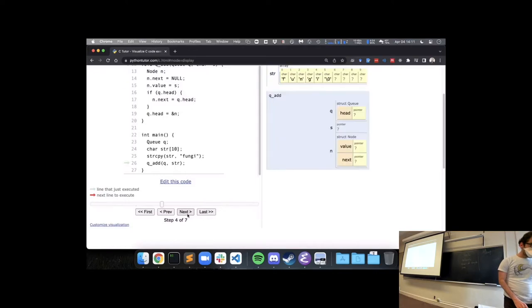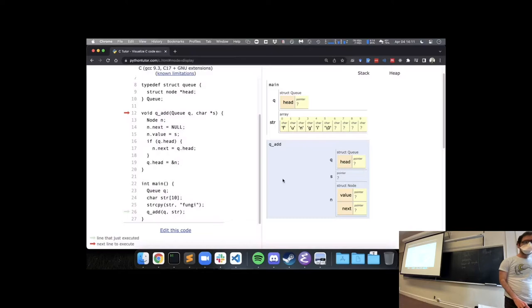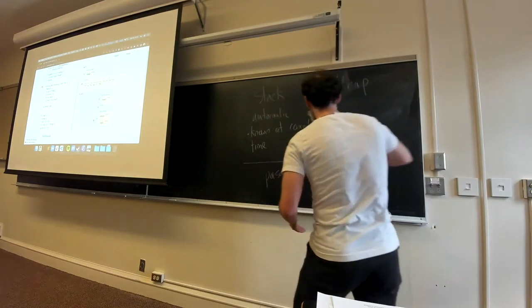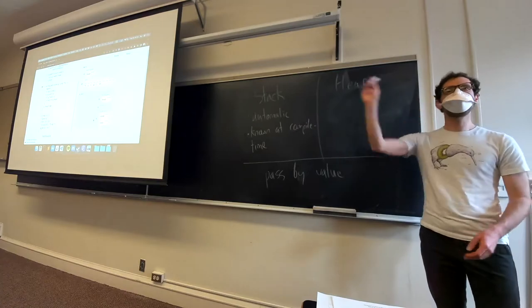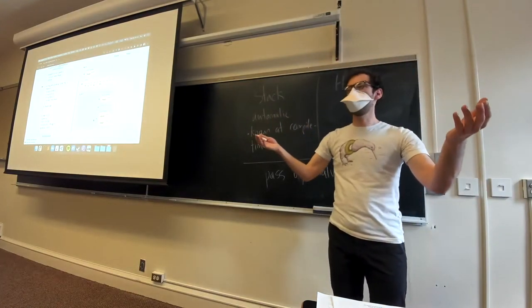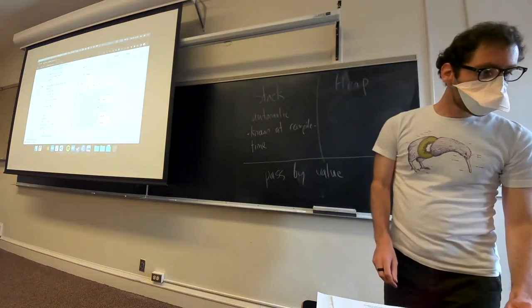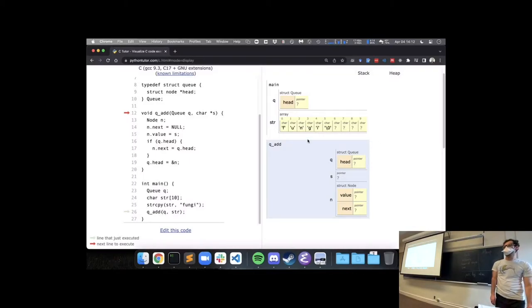All right, so then we get into qAdd, and we see again a few things have happened. One is that our local variable node n has been automatically allocated on the stack. But something else has happened, because C is a language that uses what's called pass by value, not related to the stack and heap differences, which means that whenever we pass something to a function, it just copies whatever that is. Which means that when I passed q to this qAdd, what it did was copy the struct. And so I now have a local copy of the q struct that's been automatically put on the stack for qAdd, and it's totally separate from, it's just a copy of the one that existed in main.